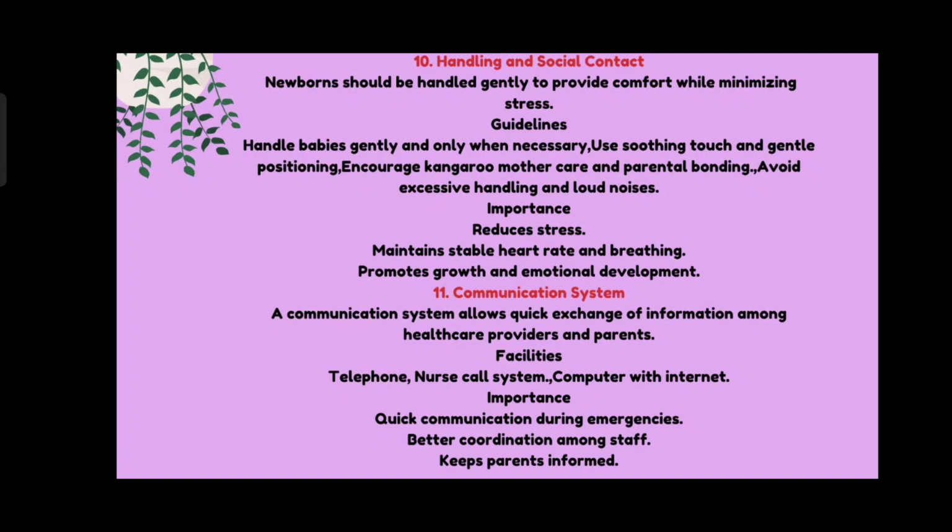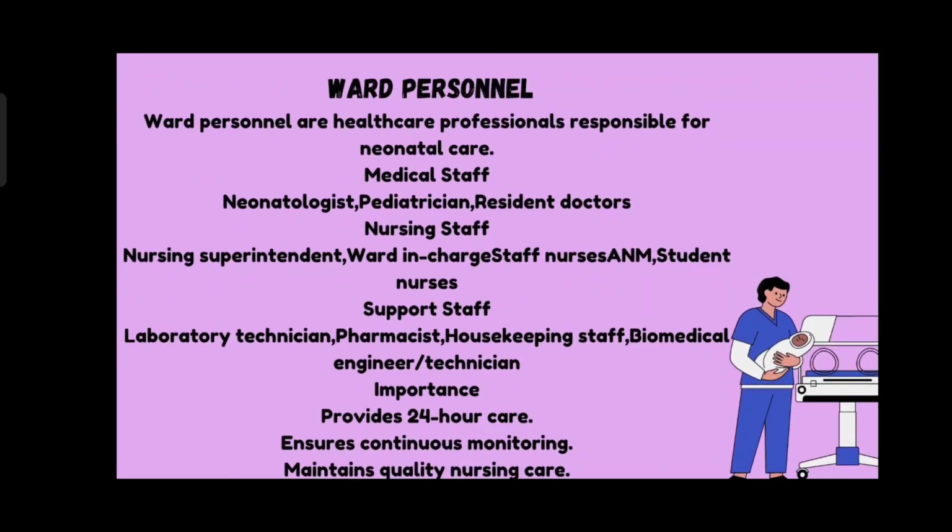The next one is the communication system. Communication system allows quick exchange of information among healthcare providers and parents. We can exchange the information between healthcare providers and also with the parents. What are the facilities? That means telephone, nurse call system, computer with internet. It will help for quick intervention during emergency time, better coordination among the staff, and also it will keep the parents informed. That is about the physical facilities.